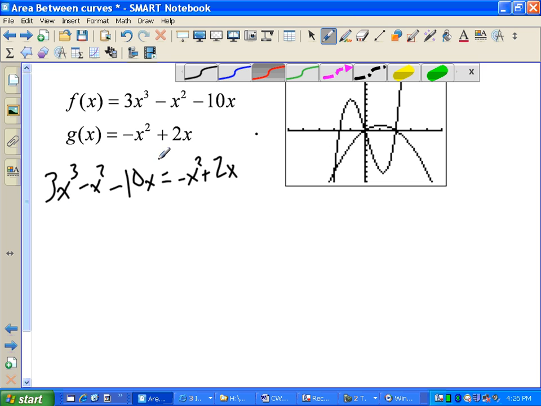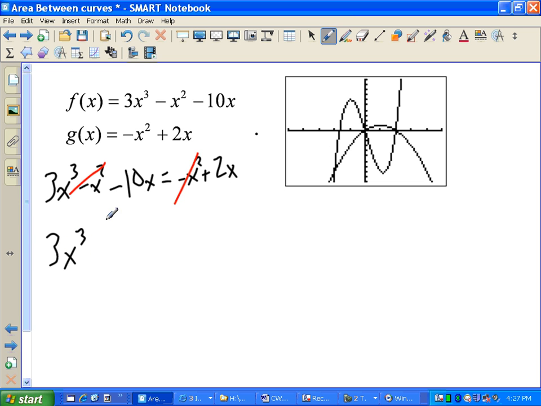Delightfully enough, the negative x squareds go away, so that's good news. This leaves me with, really quickly, 3x cubed minus 12x equals 0. That's an x. Minus 12x equals 0. Okay? So these have a greatest common factor of 3x. Leaves me inside with x squared minus 4.